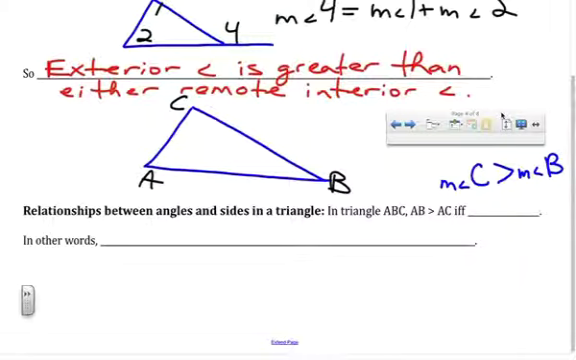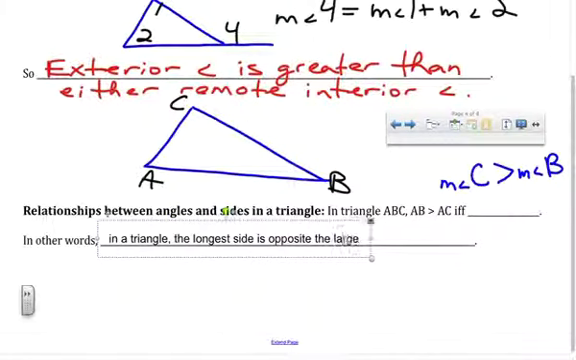So in other words, in plain teenage speak, the main point that I want to get across to you is that in a triangle, the longest side is opposite the largest angle. And that should just make sense. Like I said, I'm hoping it's very intuitive.